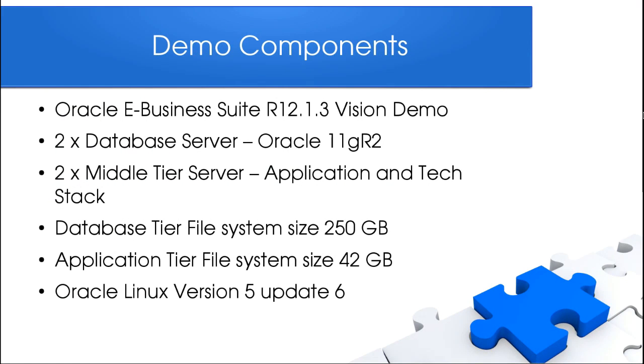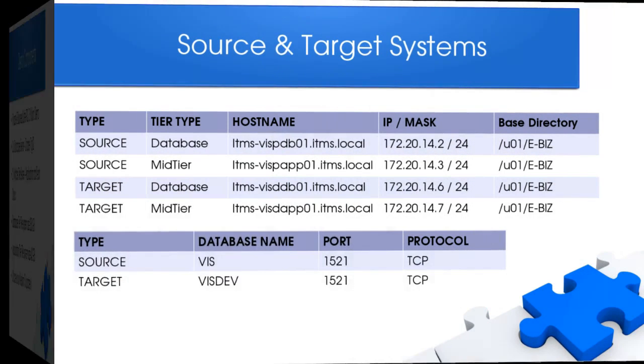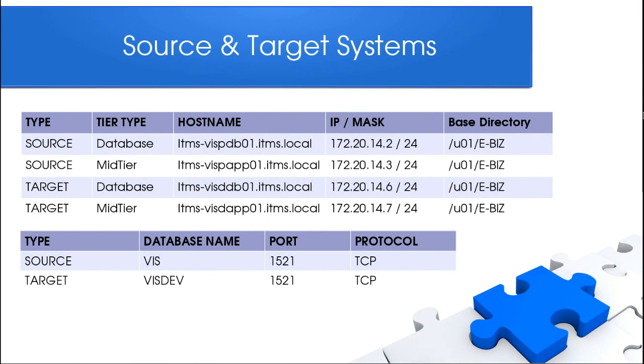The demo is based on these components. So we're going to use Oracle EBIZ Suite R1213. It's a Vision instance, 2 database servers, 2 middleware servers. The database size is 250 gigs, 42 gig for the file system, and we use Oracle Linux as the operating system. Some details about source and target systems. As you can see, the source database name is BYOS, target is BYOS DBA.